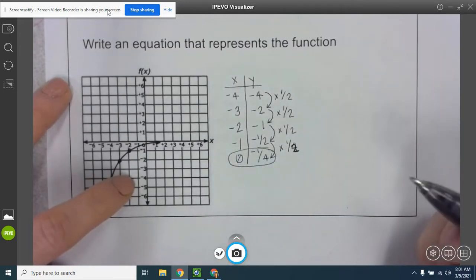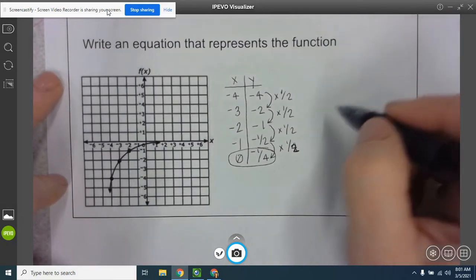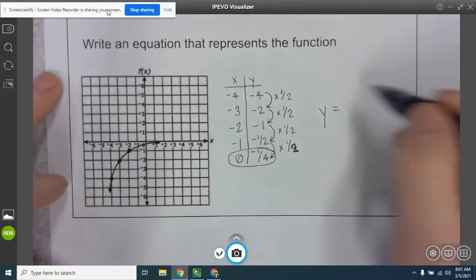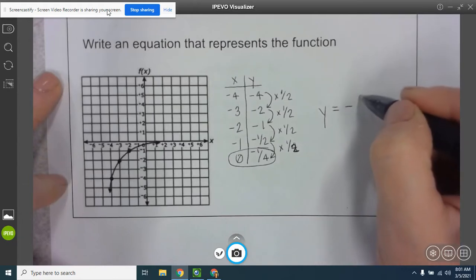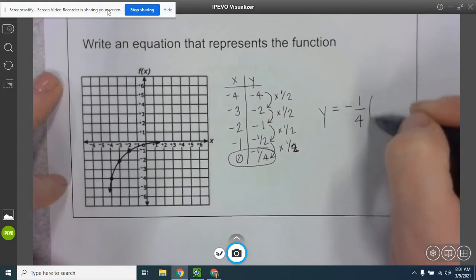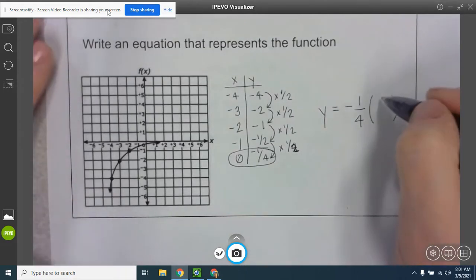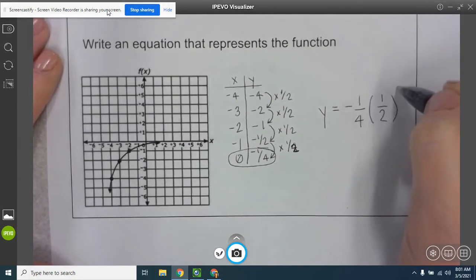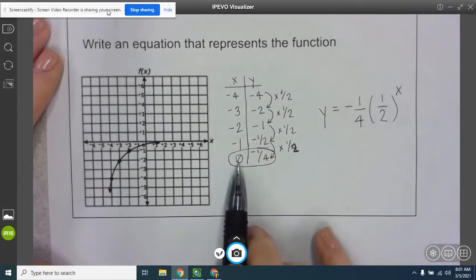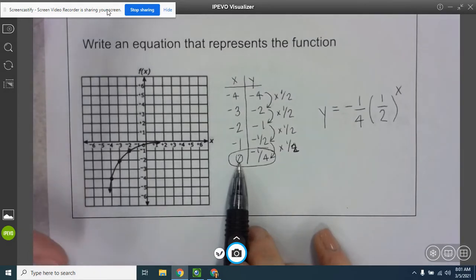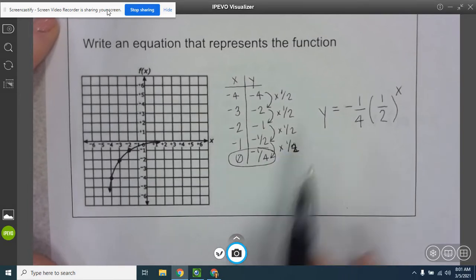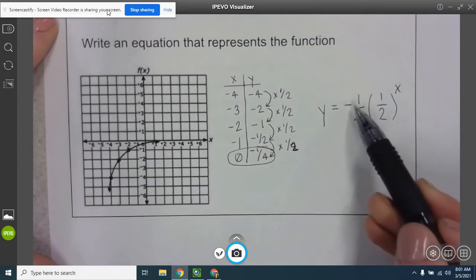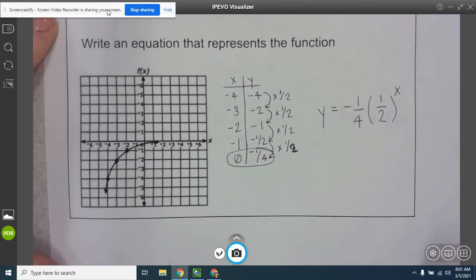So I'm going to use this as my starting term. And remember, my output is the first thing I write. So it's -1/4 multiplied by our pattern of 1/2. And the exponent is just x because this is at term 0. Your negative sign is never going to be in your pattern when we're dealing with these exponential functions. Our negative sign is always going to be out front with our coefficient.